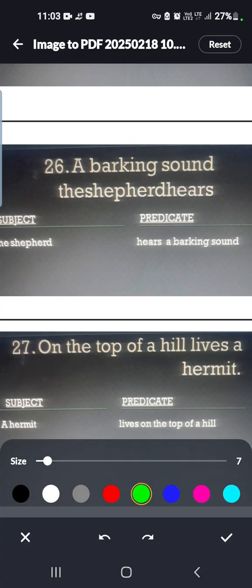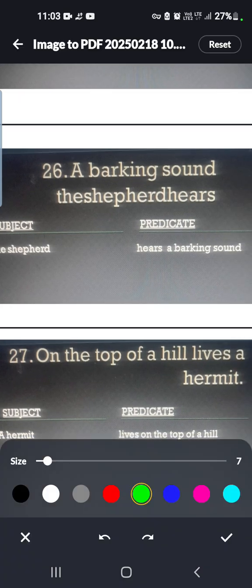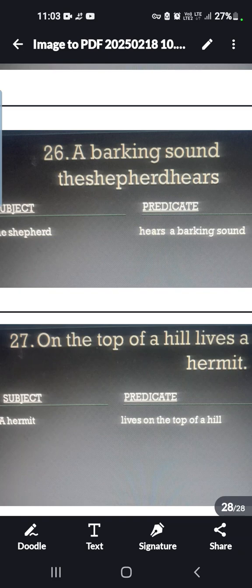Next, 26th: a barking sound the shepherd hears. In this sentence, the subject is the shepherd, because we are talking about the shepherd. So the shepherd becomes the subject, and what is the remaining part? He hears a barking sound. So hears a barking sound is the predicate. Number 27th: on the top of a hill lives a hermit. So a hermit is the subject, lives on the top of a hill is the predicate.